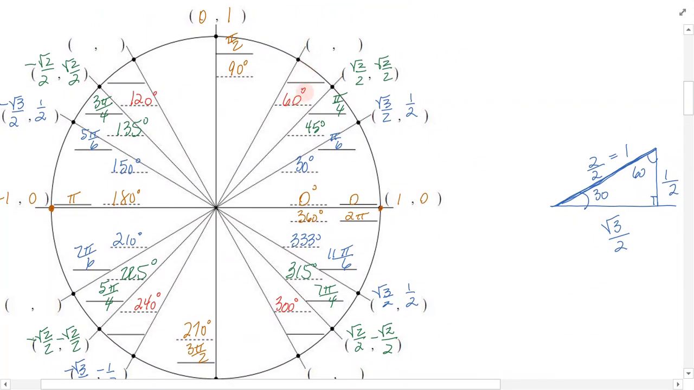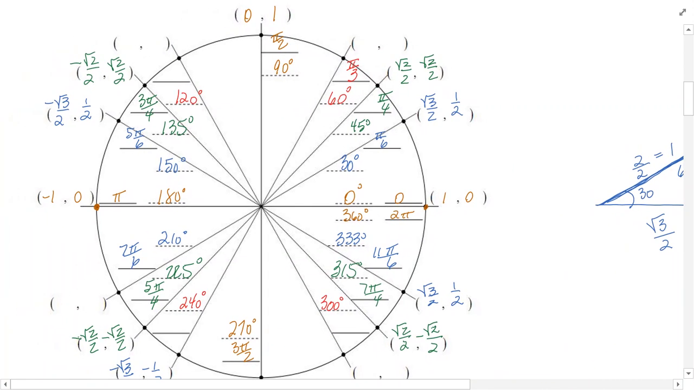Let's find the equivalent radian measure. For 60 degrees, the equivalent radian measure is pi over 3. And you just have to know that one. Of course, you can always find it by converting degrees into radian measure using the formula that we had before.